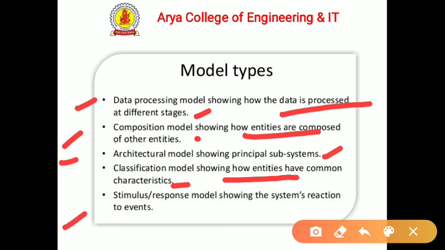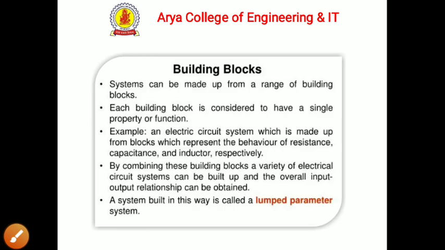Another is the stimulus and response model. A stimulus and response model shows the system's reactions to events. If an event occurs at the input, then how a system will react is shown by the stimulus response model. Okay, so these are our common model types of system modeling.